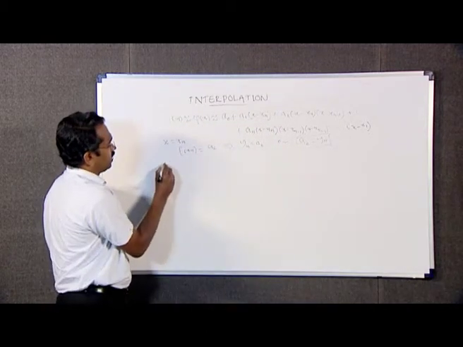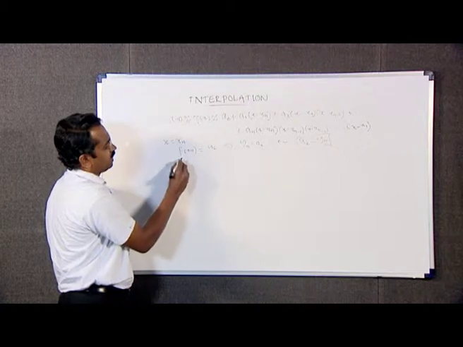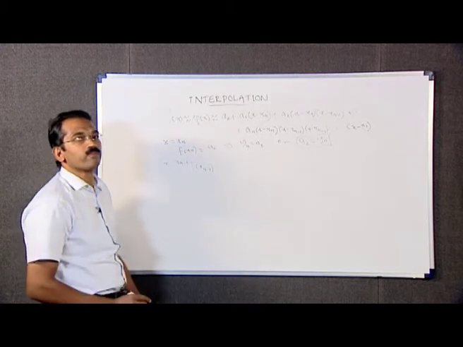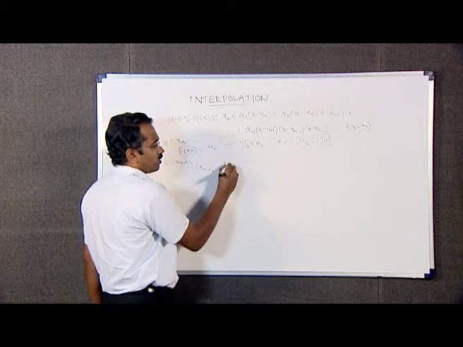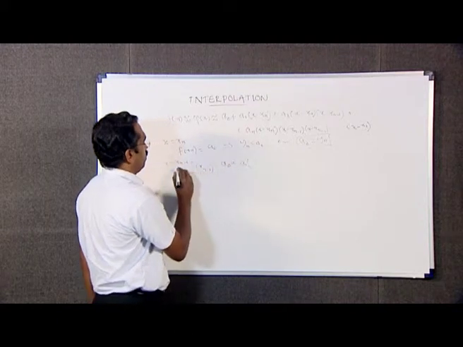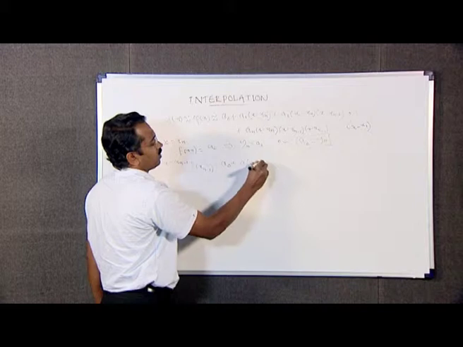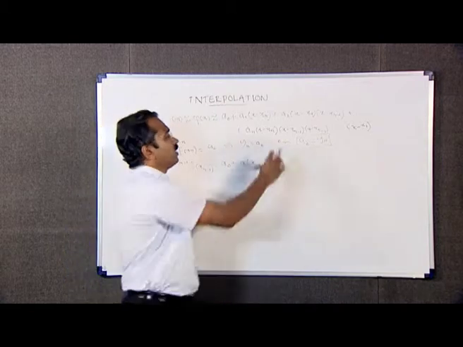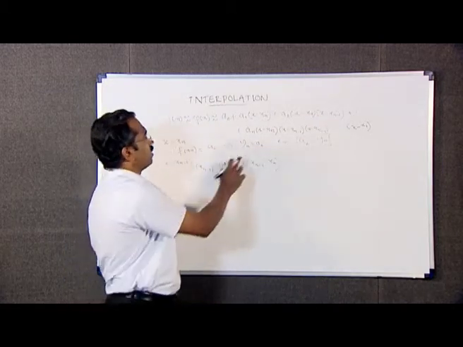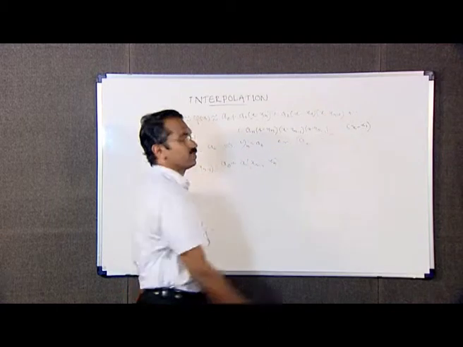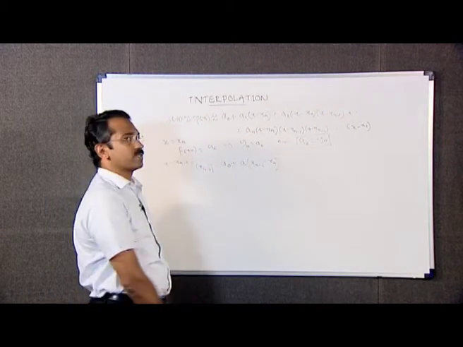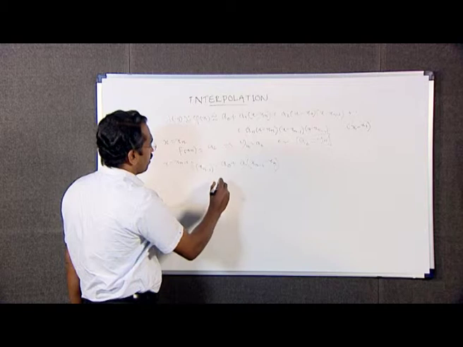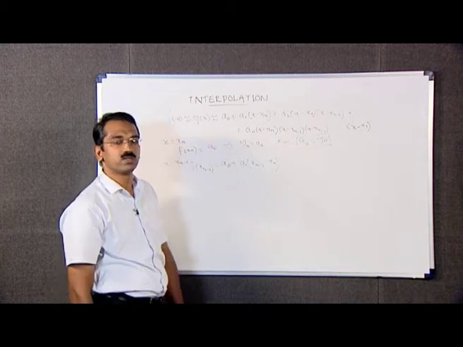Putting x equal to xn minus 1, we get f of xn minus 1 is equal to a0 plus a1 into xn minus 1 minus xn. All the other terms contain the term x minus xn minus 1. If we put x equal to xn minus 1, all the terms will become 0. That is, f of xn minus 1 is yn minus 1.